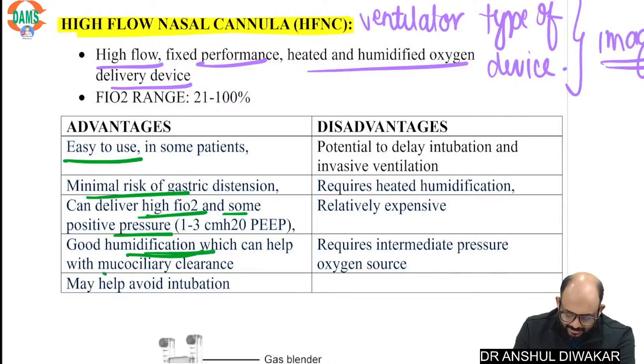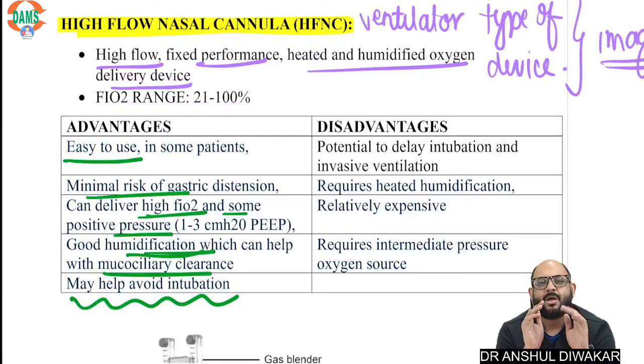Good humidification helps in mucociliary clearance and can help avoid intubation. So if a patient does not have an exact contraindication to NIV or non-invasive ventilation, the patient is still able to hold their secretions, and has a normal mental status, then use of HFNC sometimes can avoid intubation in such patients.